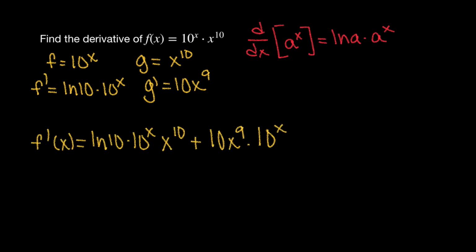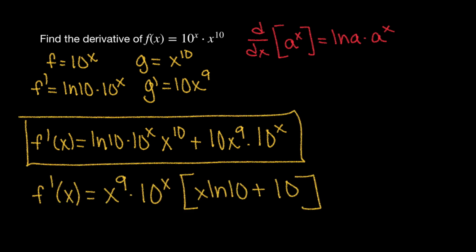Putting this into my product rule, I have to take f prime times g plus g prime times f. So ln 10 times 10 to the x times x to the 10 plus 10x to the 9 times 10 to the x. We can leave our answer like that. There really isn't much we can do with that answer.